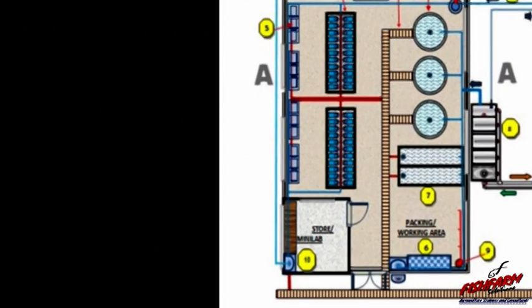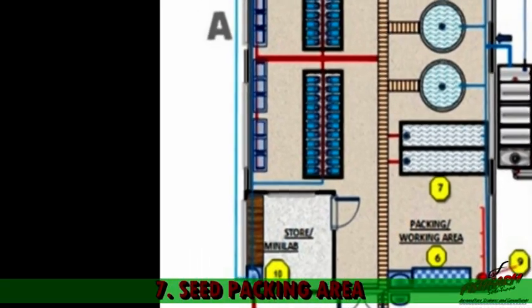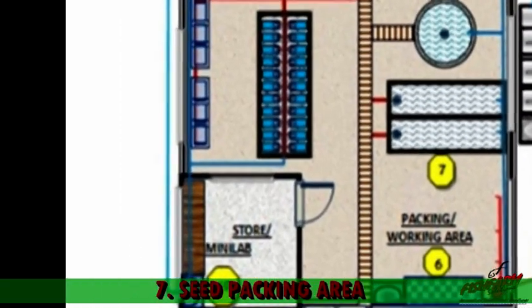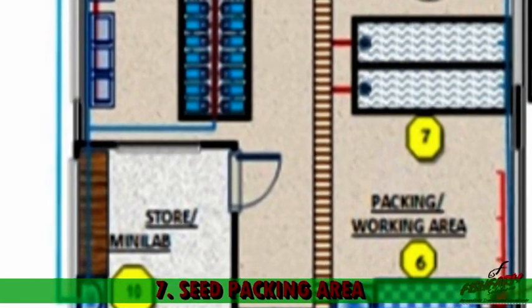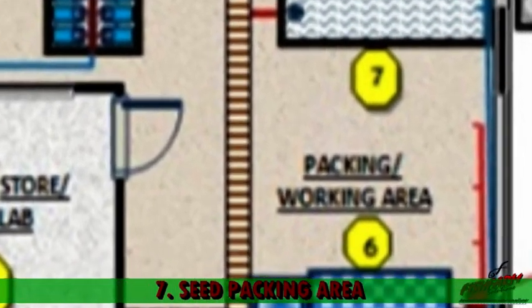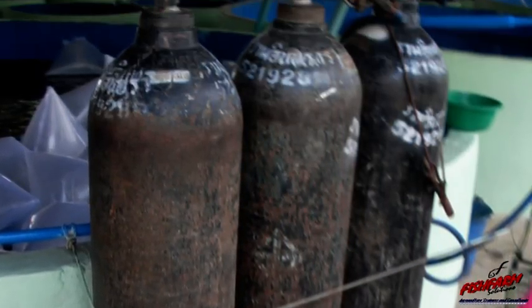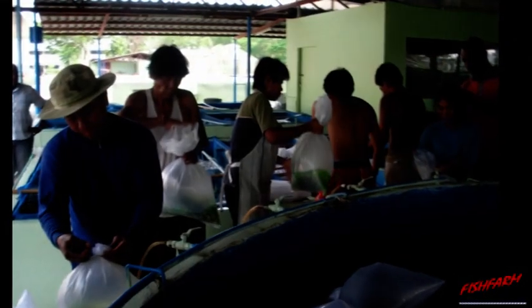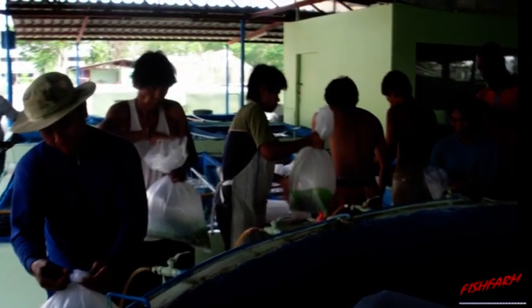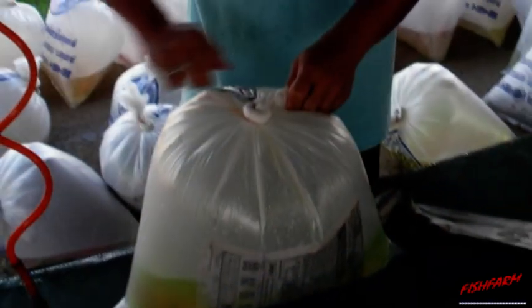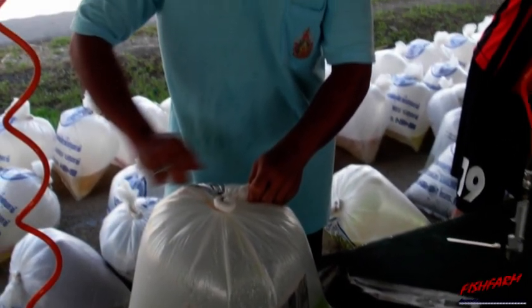Also very critical in the ancillary units is the seed packing area. When designing your hatchery facility, you will be required to provide a space where people can work from and where seed or fingerlings can be packaged properly without interfering with the rest of the operations. This seed packing area is always placed very close to the entrance.